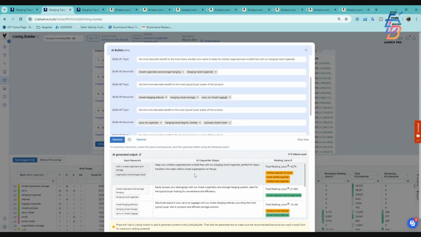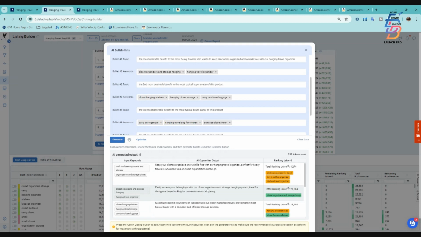Absolutely. So this is great. It nailed the benefit, right? Keep your clothes organized and wrinkle free with our hanging travel organizer. Perfect for heavy travelers who need walk-in closet organization on the go. And we can change this slightly, right? That basically nails what our target avatar would be looking for. Exactly.